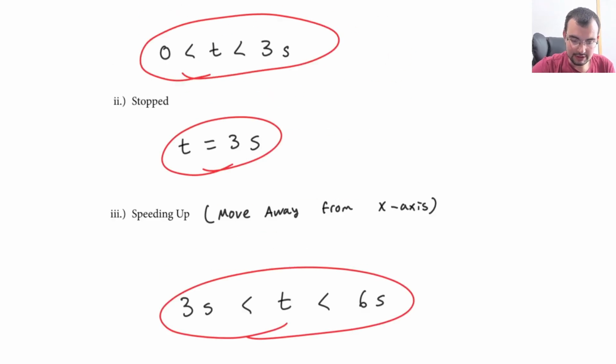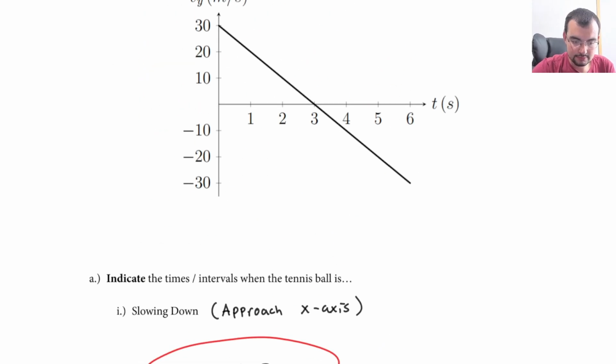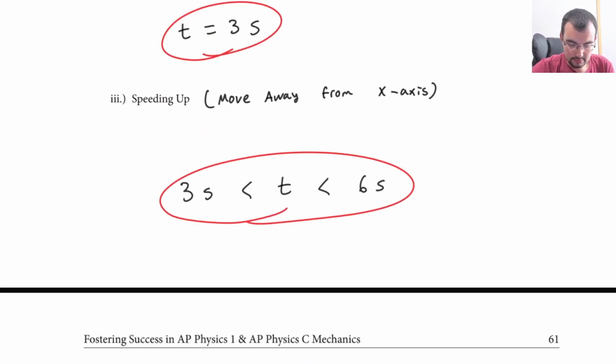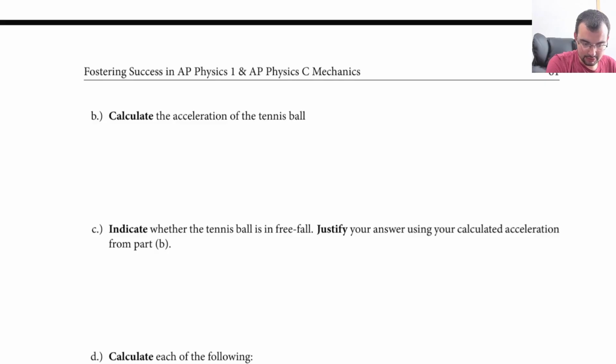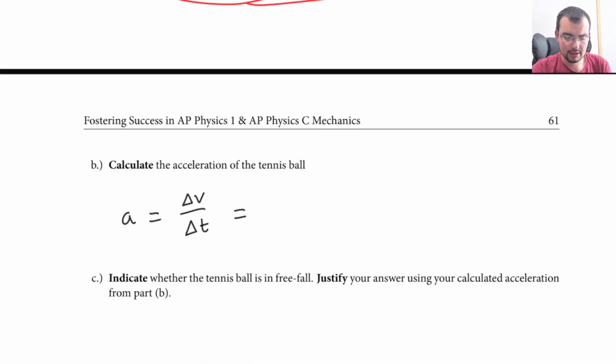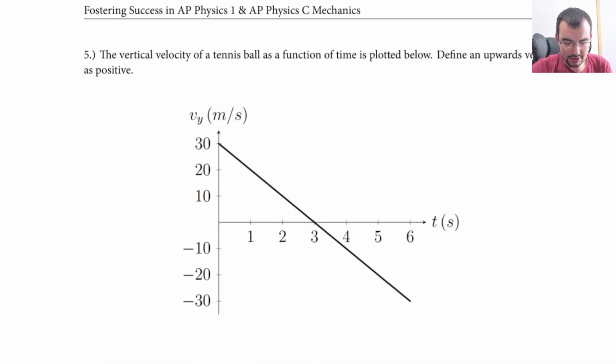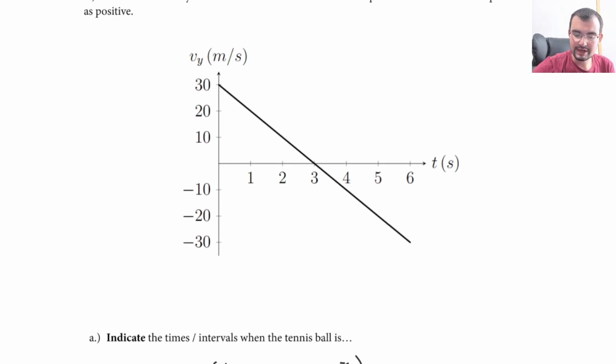Calculate the acceleration of the tennis ball. So let's do that. Well, acceleration would be the rate that the velocity of the tennis ball is changing. So we have a couple options here. There isn't really a grid, so it's hard to tell for sure what's happening. But we can see here that if we draw ourselves a little slope triangle, the rise would be negative 30 meters per second, and the run would be 3 seconds.